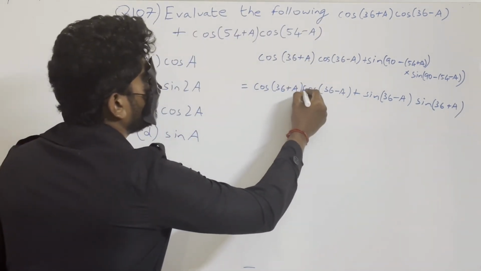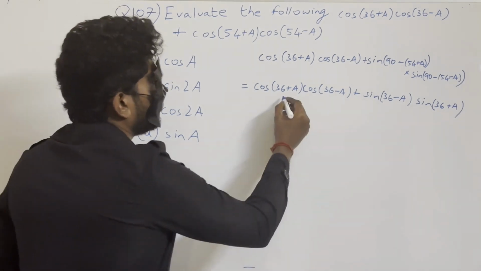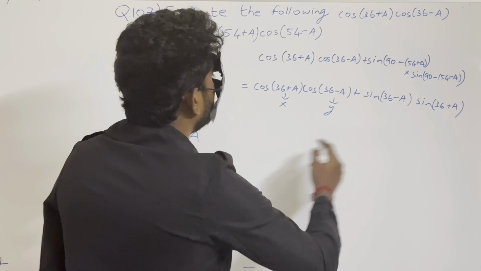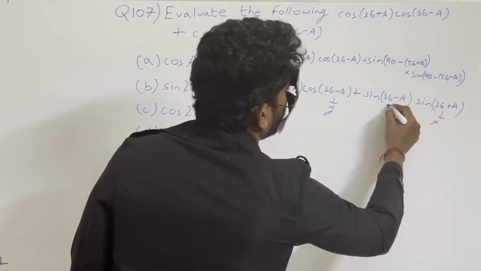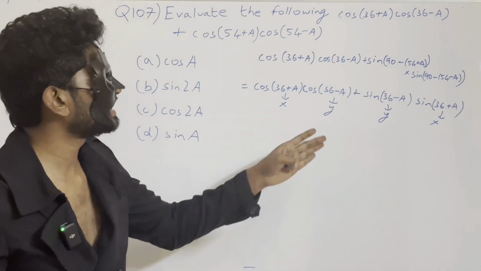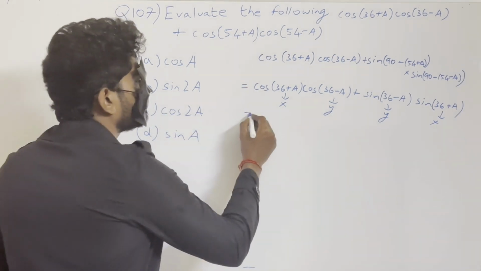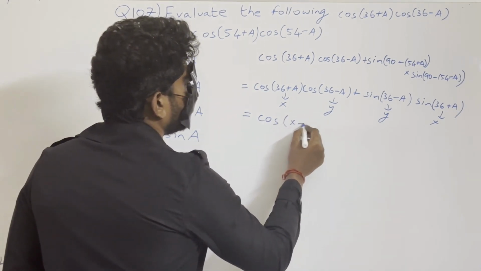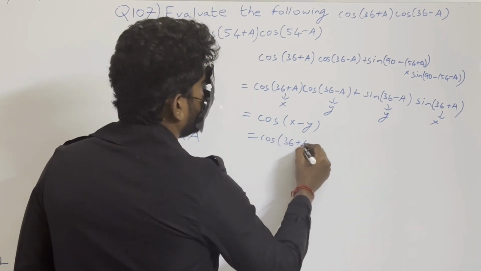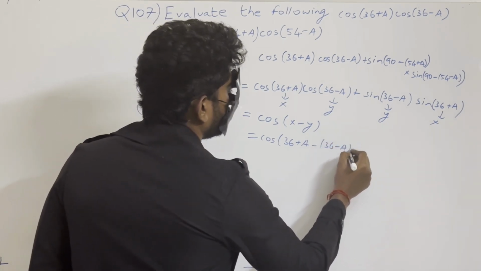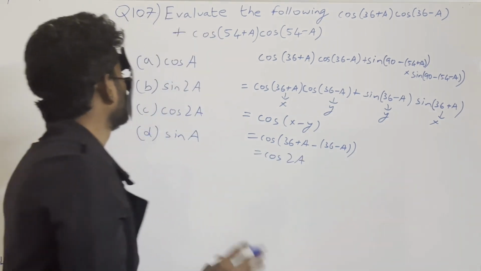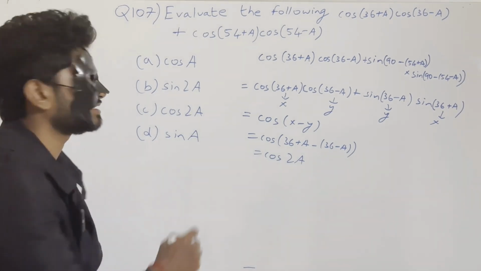Now if you closely observe, if I take this angle 36 plus a to be some x, 36 minus a to be some y, then this will be of the form cos x cos y plus sin x sin y. This is nothing but equal to cos(x minus y), which is nothing but cos of (36 plus a minus 36 minus a), which is nothing but cos 2a. So here option C is right.